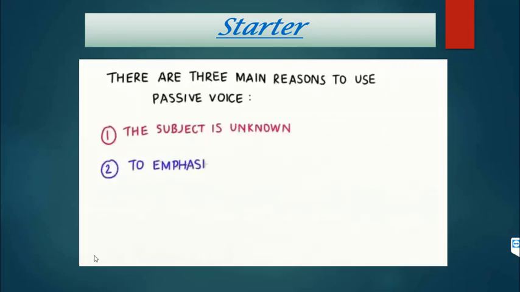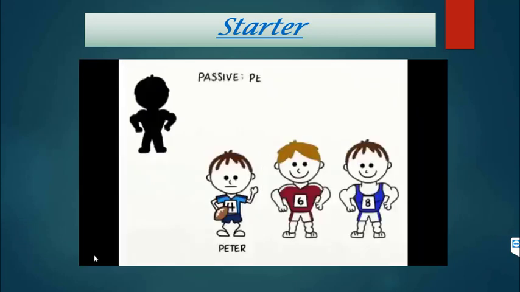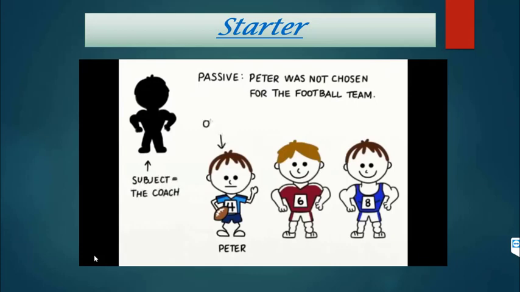That's why we use passive voice. The second reason we use passive voice is to emphasize the object. For example, Peter was not chosen for the football team. Here, the subject is the coach, but the coach is not important. Peter is important.